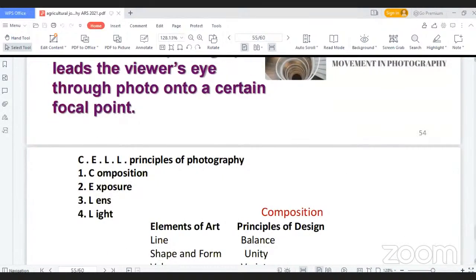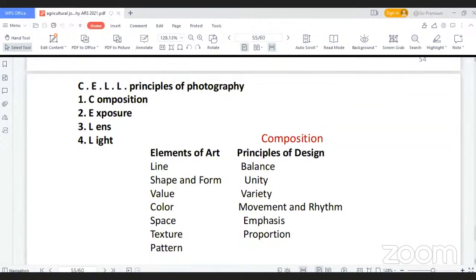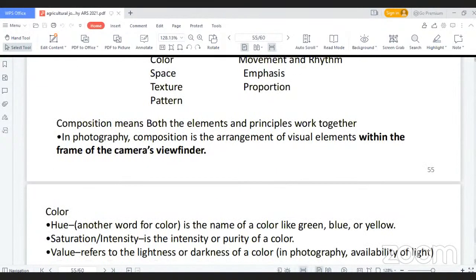CLEL principle of photography. Other than this, we can generally follow the CLEL principle: C for composition, E for exposure, L for lens, L for light. That means composition is one of the most important components of the principles of photography. Composition may be in two parts, one elements, another principles. The elements may be line, shape and forms, values, colors, space, textures. Composition means both the elements and principles work together. That is called composition. In photography, composition is the arrangement of visual elements within the frame of the camera viewfinder.